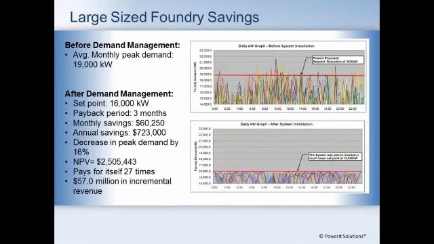Significant foundry, a large coreless induction load. You can see that they were peaking at 19,000 kW, 19 megawatts. With the demand management software brought in, they were able to reduce that line down to 16,000 kW. And there again, you can see they had significant savings on a monthly basis and on an annual basis.